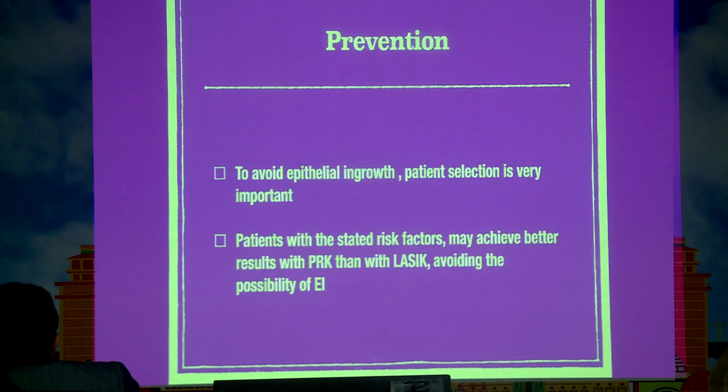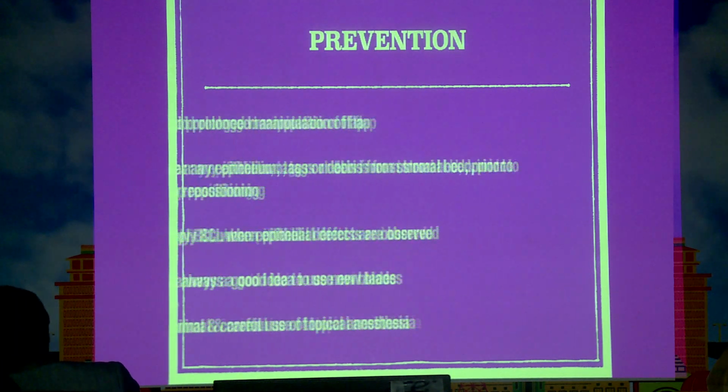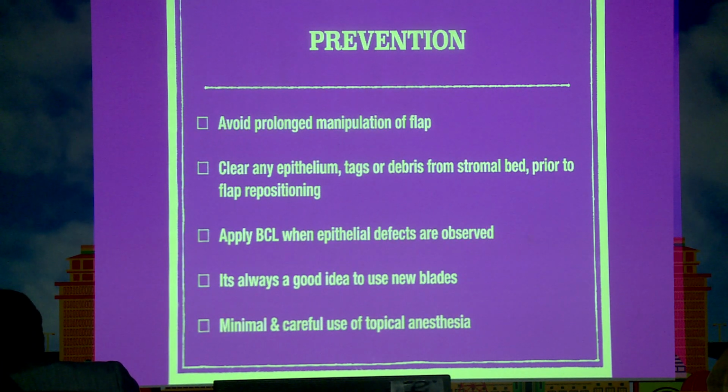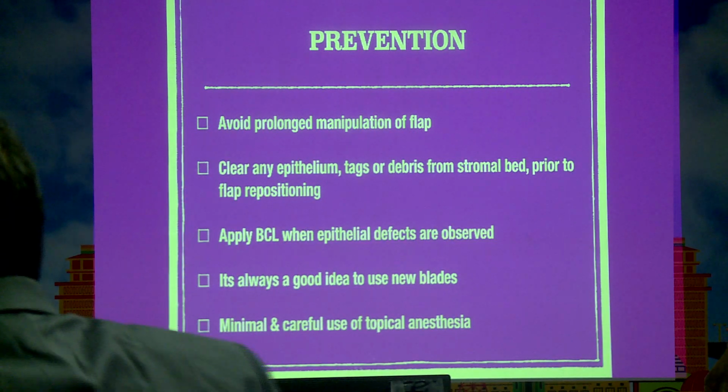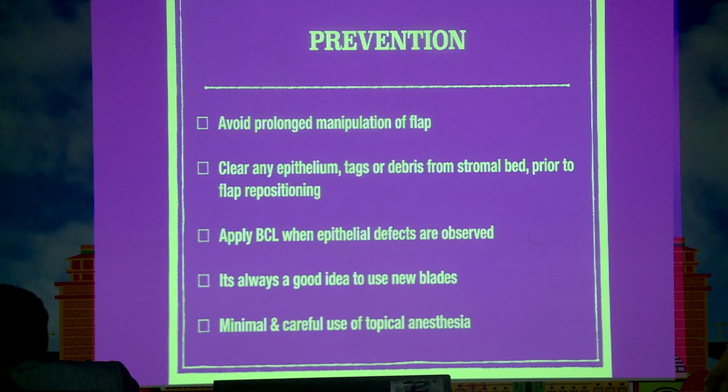Coming to the prevention, so to avoid epithelial ingrowth, patient selection is very important. Patients with the stated risk factors may achieve better results with PRK than with LASIK, thus avoiding the possibility of epithelial ingrowth. Apart from that, we should avoid prolonged manipulation of the flap, clear any epithelium, tags or debris from the stromal bed prior to flap repositioning, apply BCL when epithelial defects are observed. It is always a good idea to use new blades and with minimal and careful use of topical anesthesia.